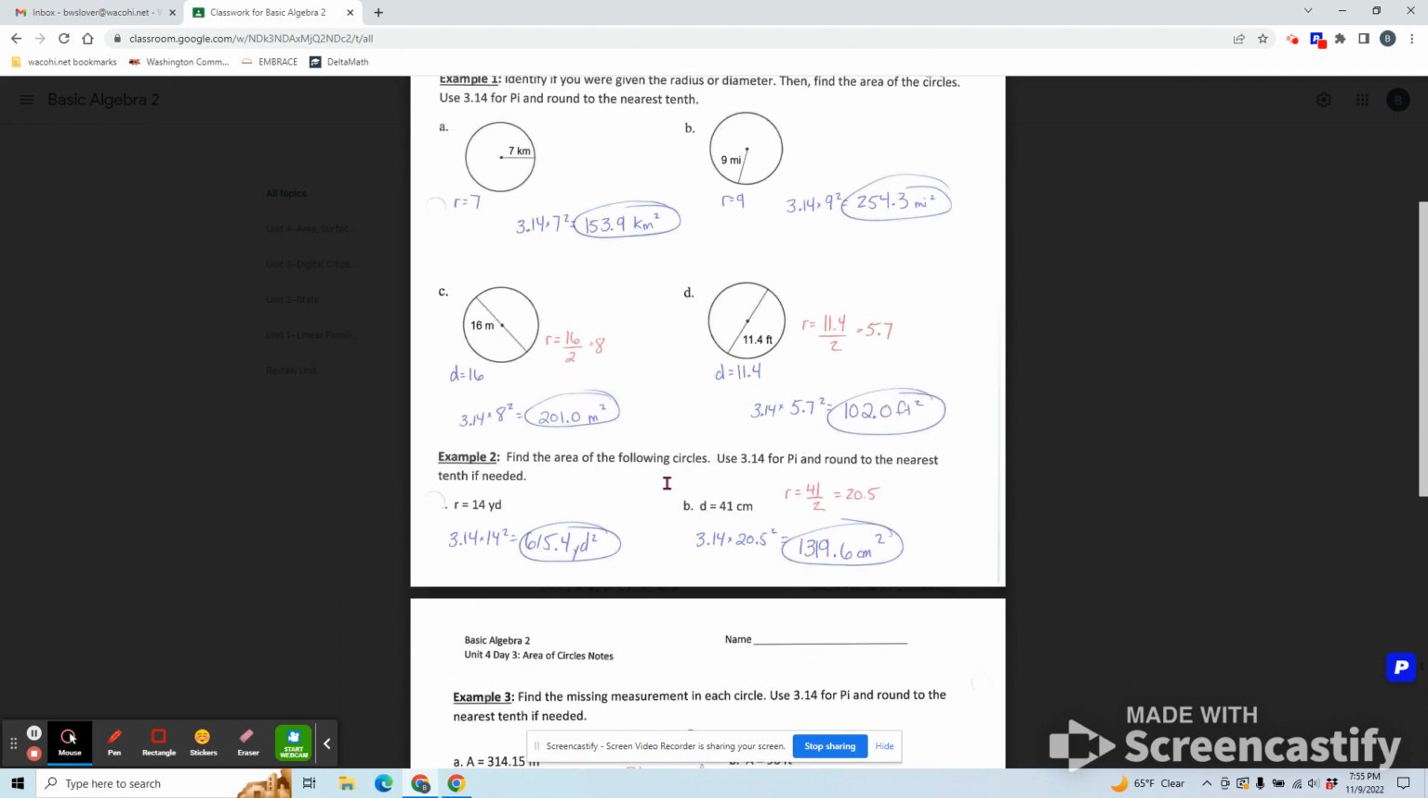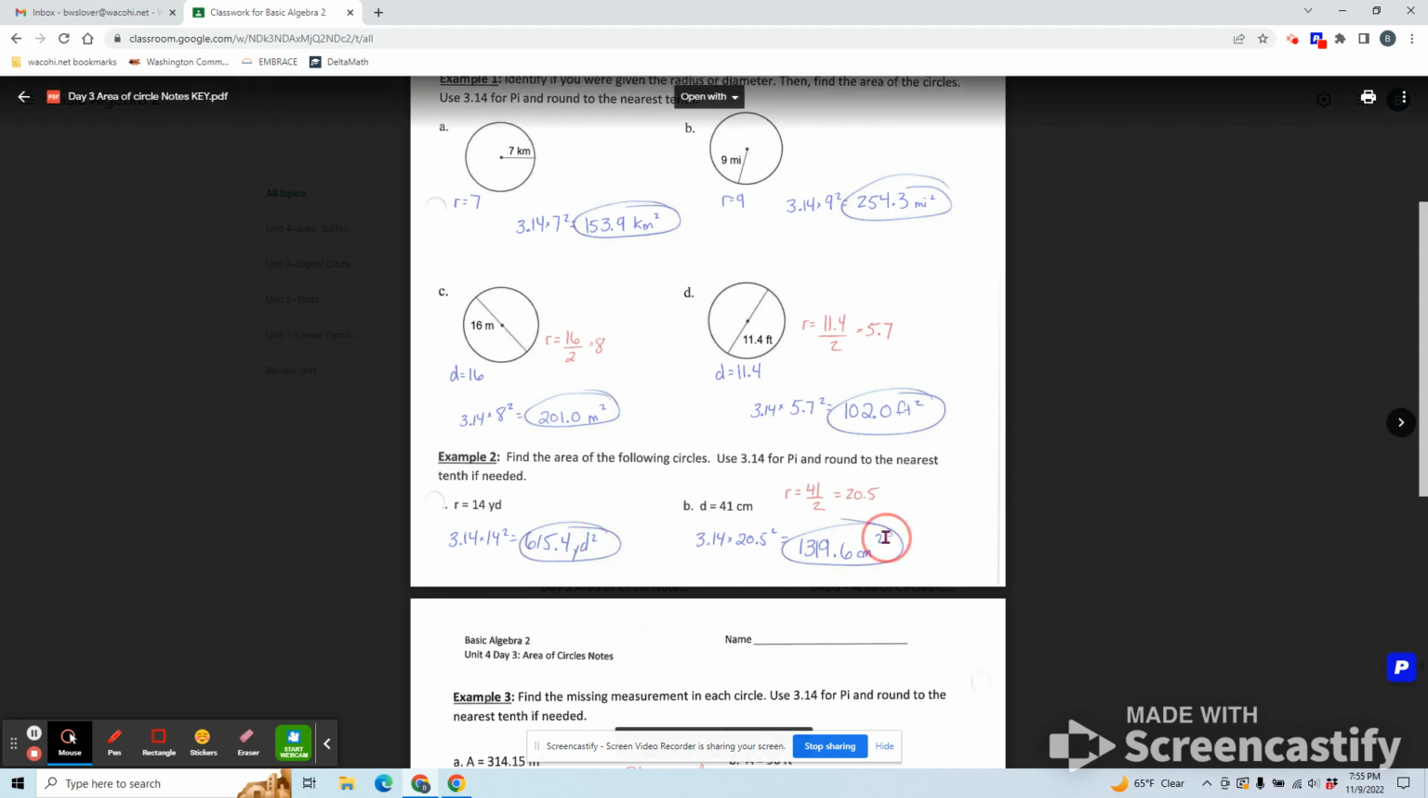Example 2, the only difference about example 2 is it's not drawn out for us. That's it. It's the only difference. We're given the radius, we're given the diameter. We still do the same thing we did in example 1. We make sure we label it with the units squared.